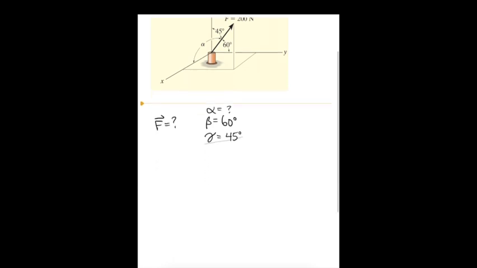Well, we can use the equation that says that cosine squared of alpha plus the square of the cosine of beta plus the square of the cosine of gamma, we know that that's equal to 1.